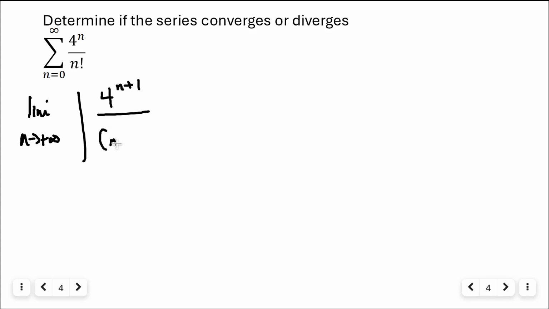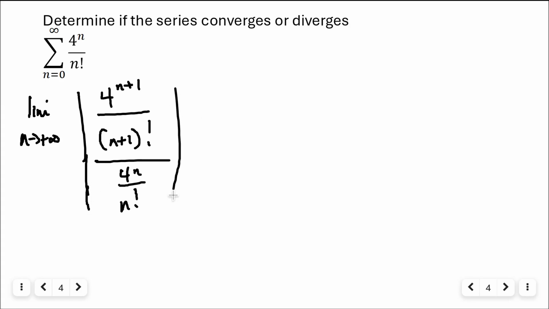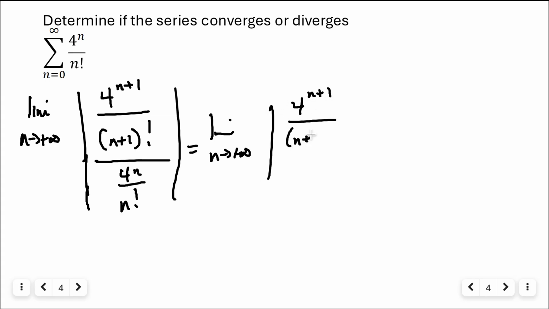Over, replace n with n plus 1 factorial. And then divide that by the original series, 4 to the n over n factorial. Okay, so now let's take the limit as n goes to infinity. Flip this stuff up: 4 to the n plus 1 over n plus 1 factorial times n factorial over 4 to the n.